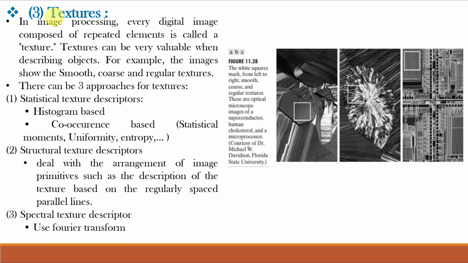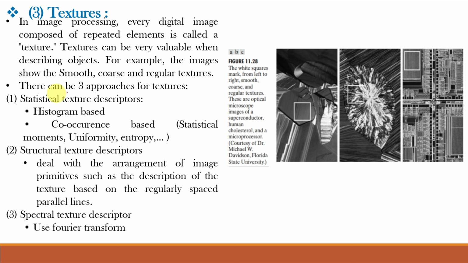The third and last type of regional descriptor is the textures. In image processing, every digital image composed of repeated elements is called a texture, and textures can be very valuable when describing objects. For example, this image shows a smooth texture. We can see that the area is smooth. This image shows coarse texture where there are very minute variations, and this third image shows regular texture where there are regular vertical lines in the image.